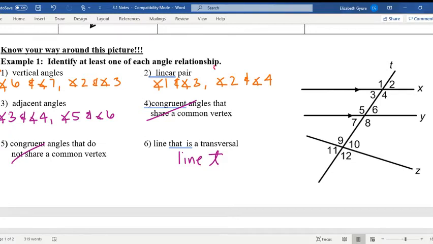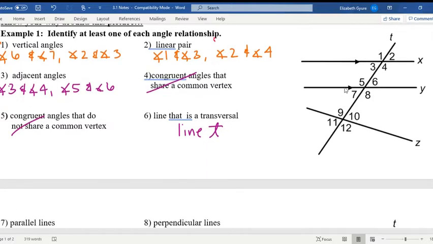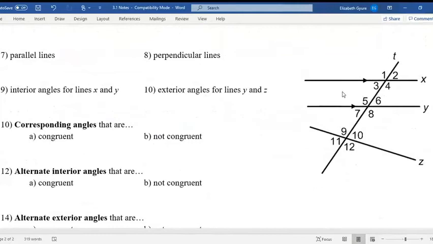Questions, concerns on the first page? All right, onward. On to the next page.